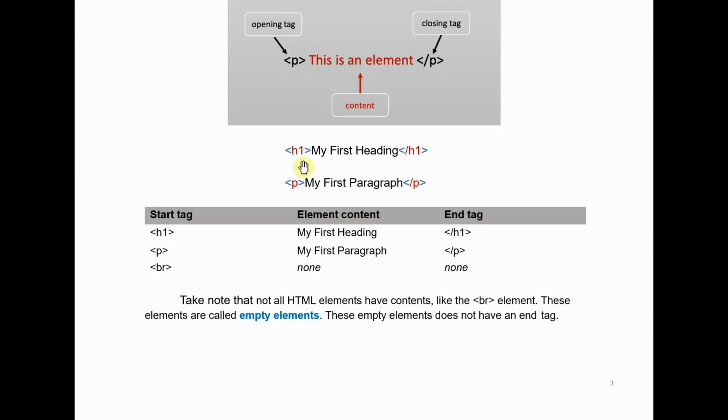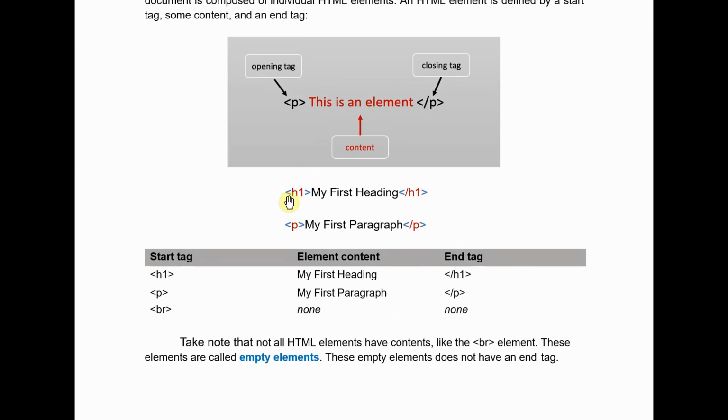Okay, H1, another example. H1, or less than sign, opening tag for H1, heading 1, and closing tag with slash H1. My first heading. So when you run the program, this will display on the browser: my first heading. So this is an element, opening tag and closing tag H1.